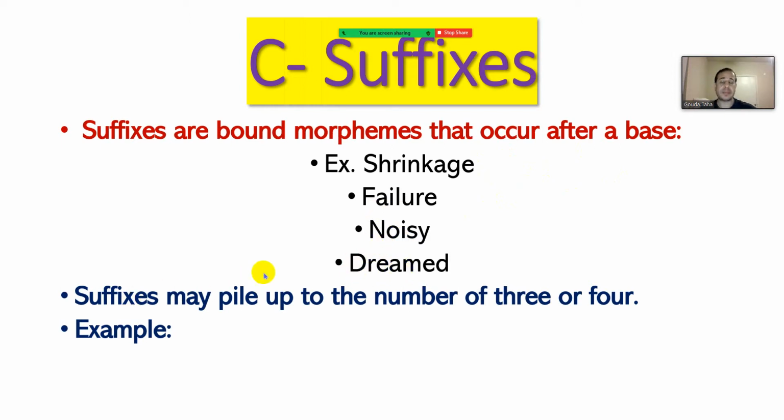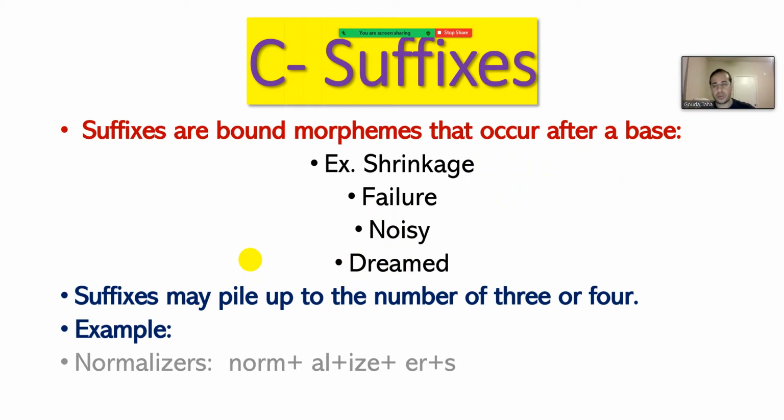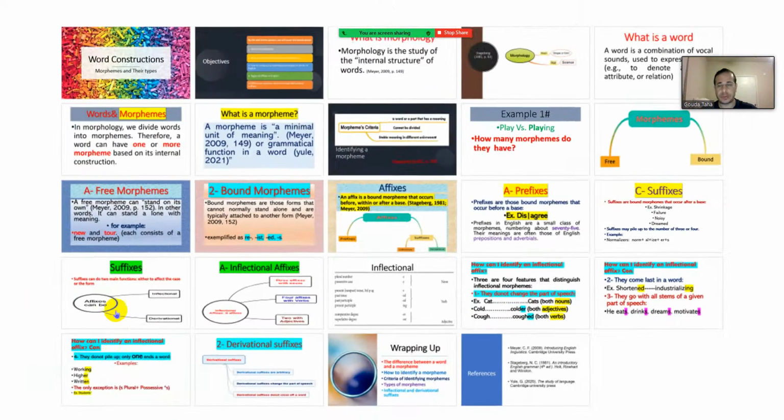So suffixes may pile up to the number of three or four. For example, here we have normalizers. If we'd like to do some morphological analysis of this word, we'll find out the base, the main part of the word here, is norm. This is a free morpheme. And then we have four different suffixes: al, which is an adjective, then a verb, then a noun, then a plural form of the noun.